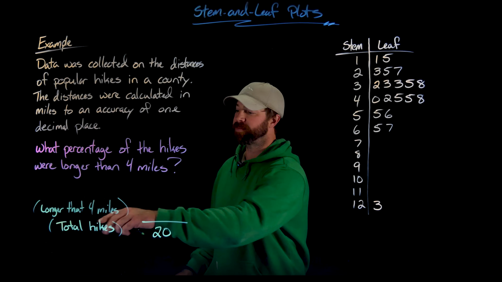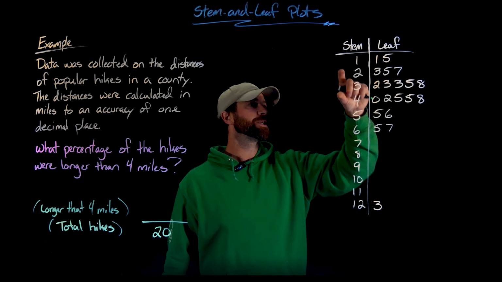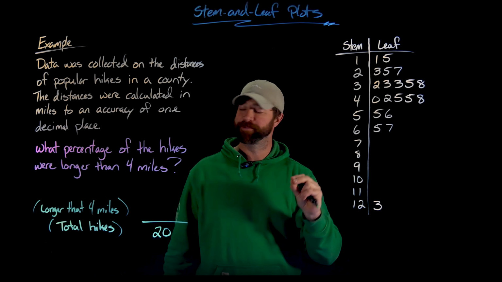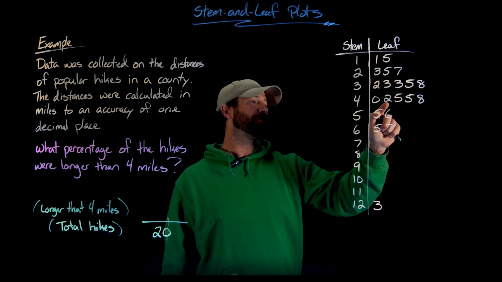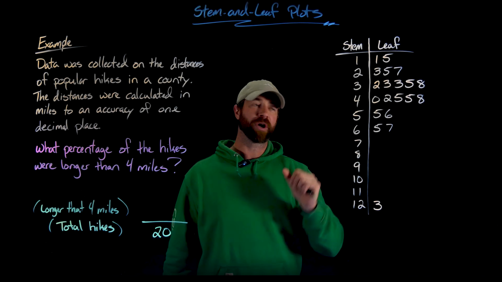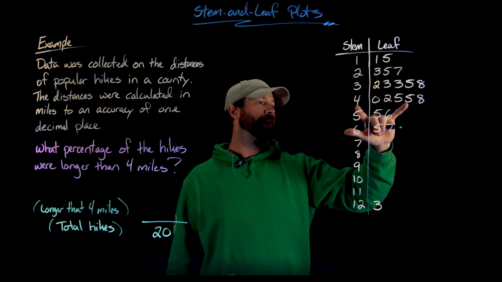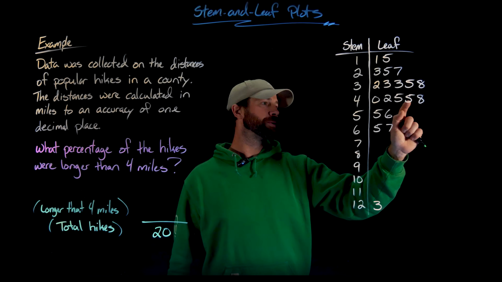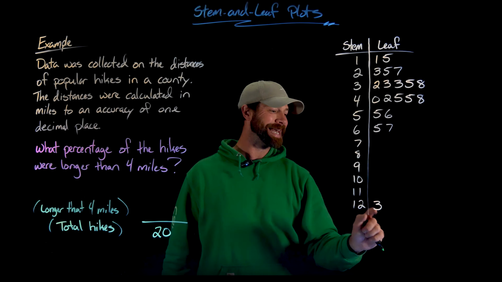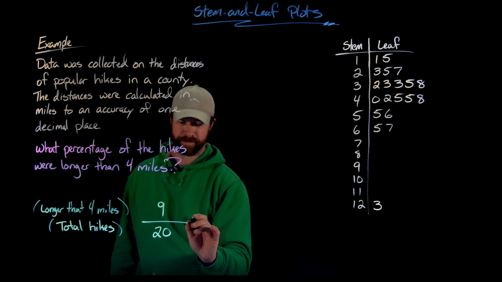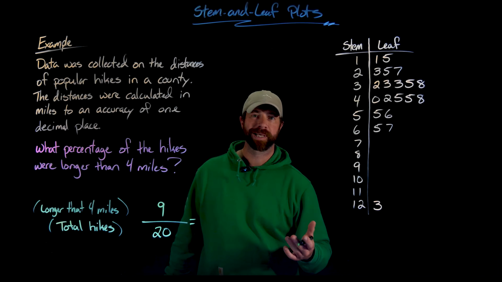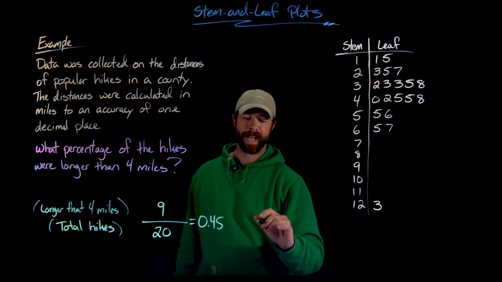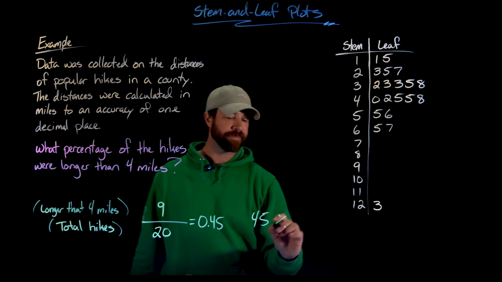And then we want to find the number of hikes that were longer than 4 miles. Well, these are all less than 4 miles. This 4.0 is exactly 4 miles, so we're not going to consider that. But everyone after this down the list is longer than 4 miles. That's 4.2, 4.5, 4.5, 4.8, and so on. Let's just count up the number of those. 1, 2, 3, 4, 5, 6, 7, 8, 9. Then to find the percentage, we'll throw that into our calculator, and we're going to get 0.45, or as a percentage, 45%.